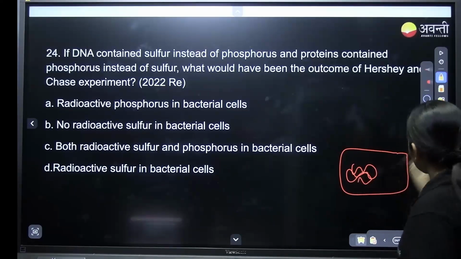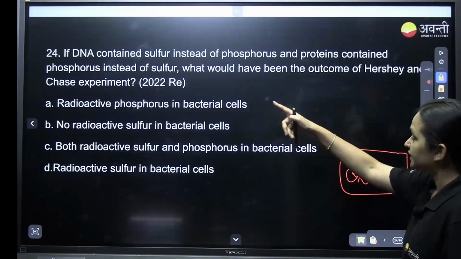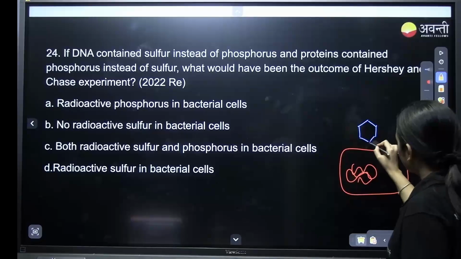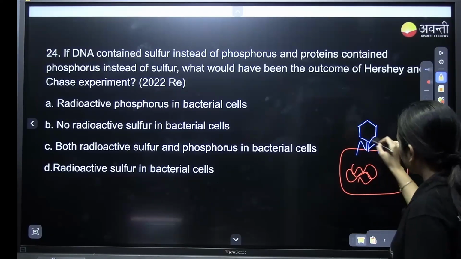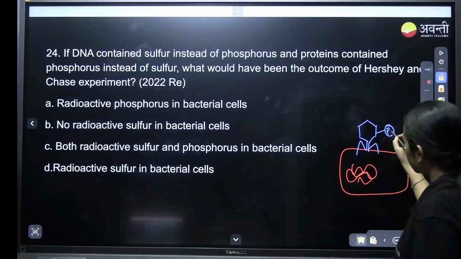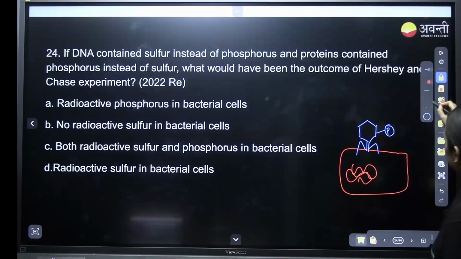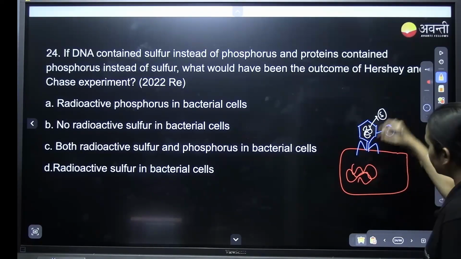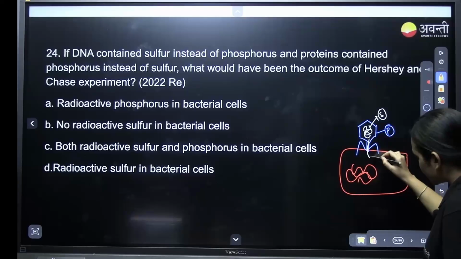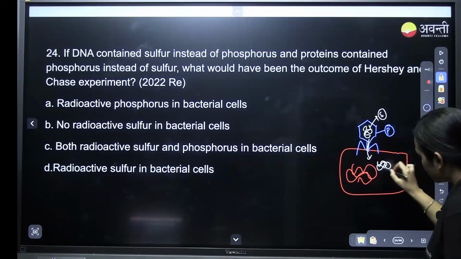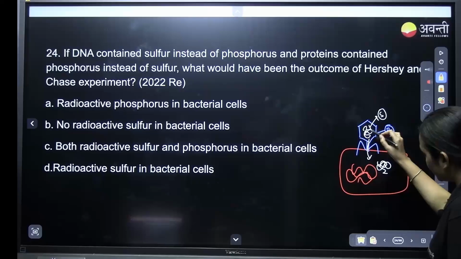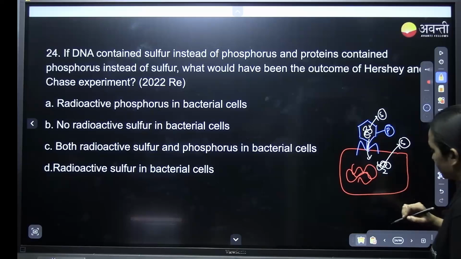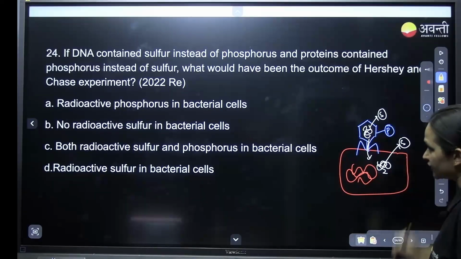bacteria, and they are saying the DNA contains sulfur. So, this is the radioactive phosphorus. They are telling the protein contains phosphorus and the DNA contains sulfur. So, when it injects inside, the bacteria now has the genetic material of the virus. So this is sulfur here. According to this condition, this is sulfur here.